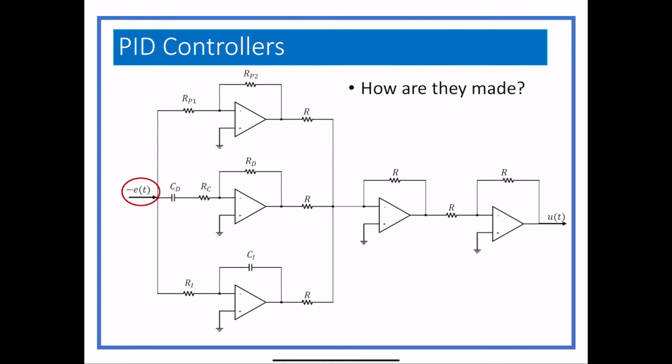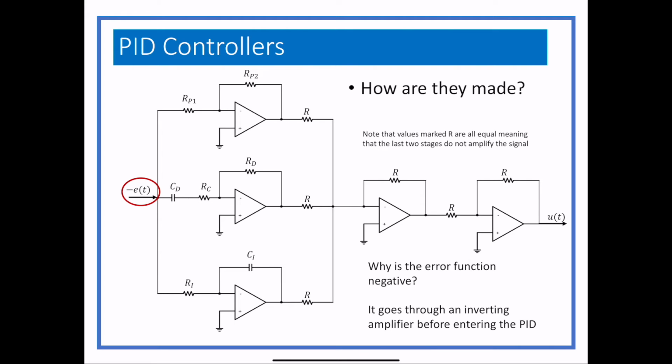So the error term comes in, and the error term is actually a negative because of how this whole process works. It's actually a negative of the error. All the resistors that are marked R are all equal. So all the R values are resistors that have equal values. They're marked R because they're all the same value. They could all be 10 kiloohms or whatever. They're all the same, just the R ones.